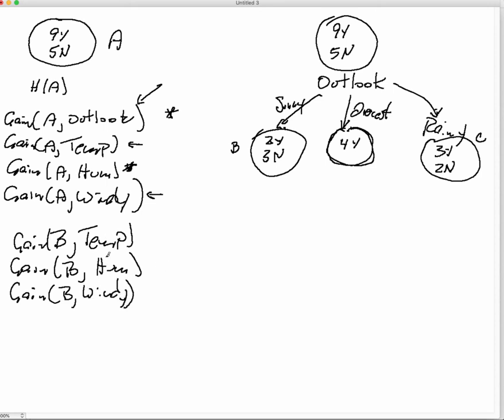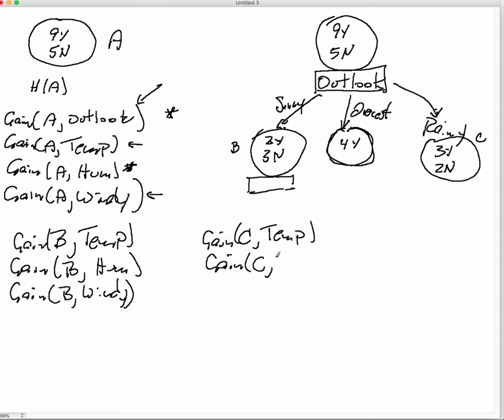And whichever one of these, and I'm not going to tell you what it is, is the maximum, you would then go ahead and use that attribute right over here, just like you use the attribute Outlook over here. Now, you're also going to calculate the gain on C with temperature, the gain of C on humidity, and the gain of C on windy.